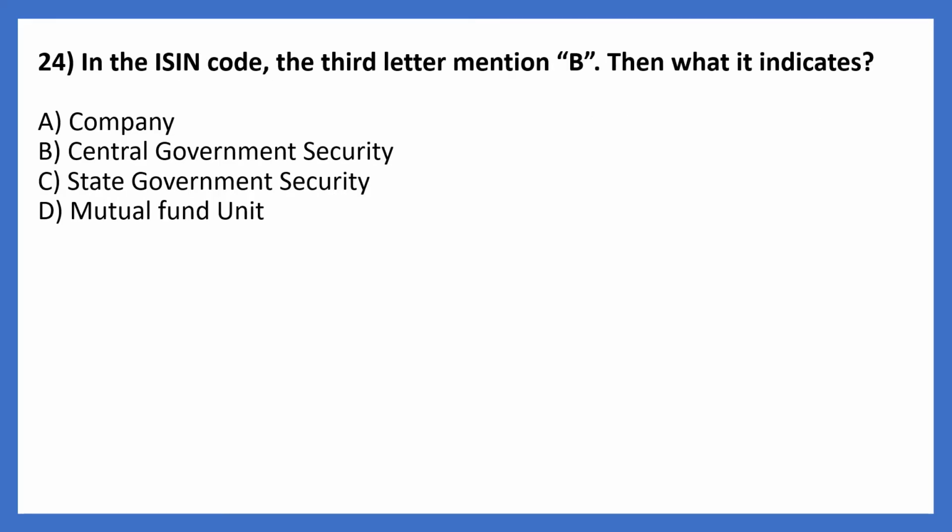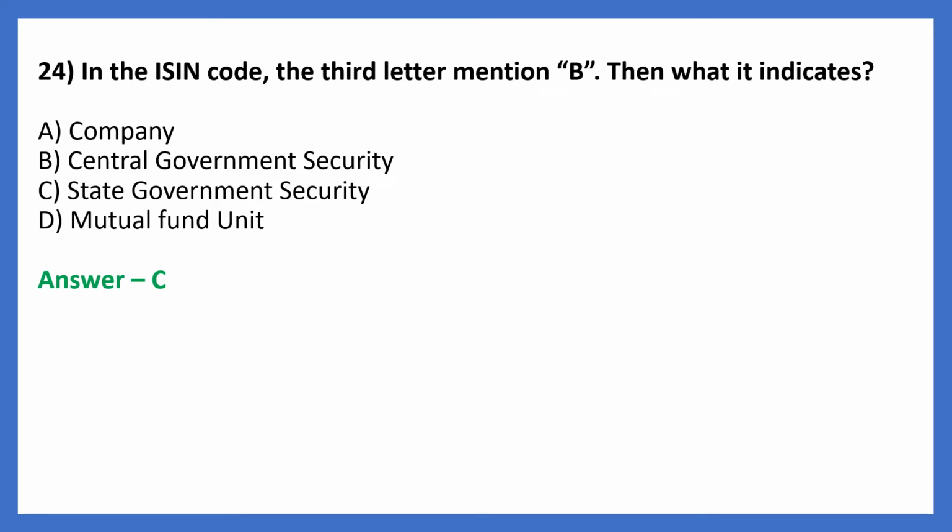In the ISIN code, if the third letter is B, then what does it indicate? Option A, company. Option B, central government security. Option C, state government security. And option D, mutual fund unit. The correct answer is option C, state government security.